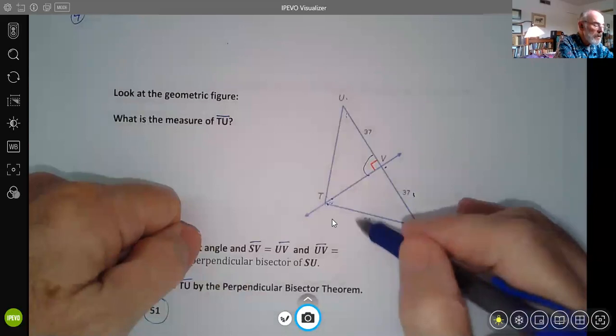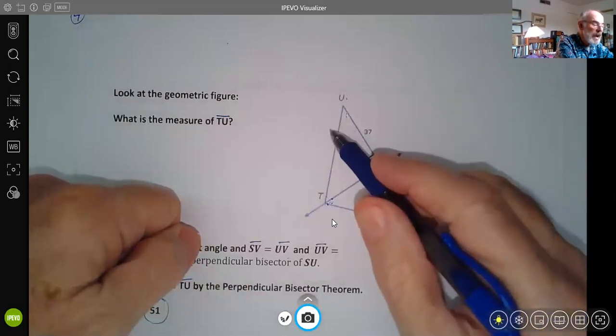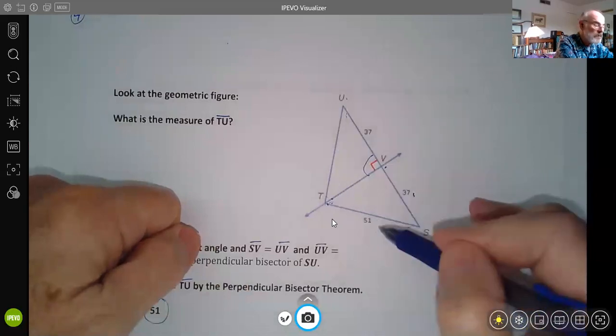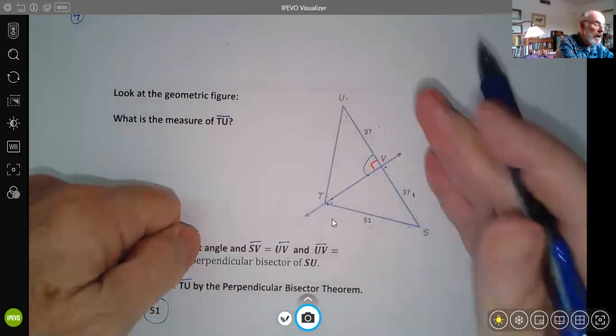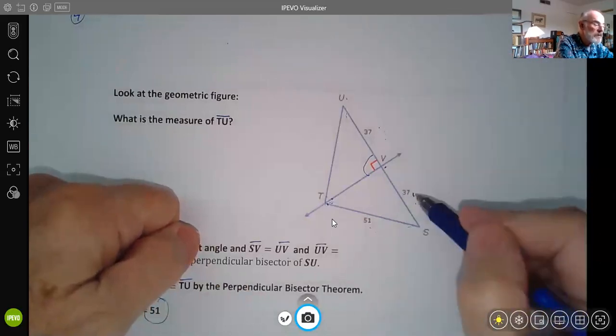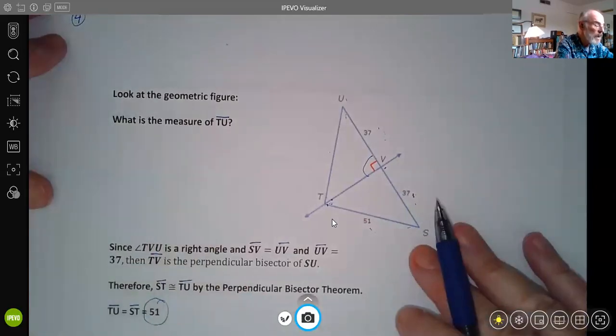So you've got 51 units for one side. The other side, UT, has to also be 51 units. So these two sides have to be congruent. These two sides have to be congruent. But these measures are not the same as these measures here. Okay, that's the only other thing I wanted to point out for that.